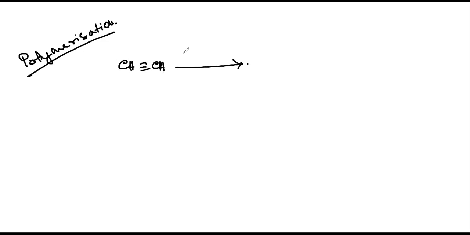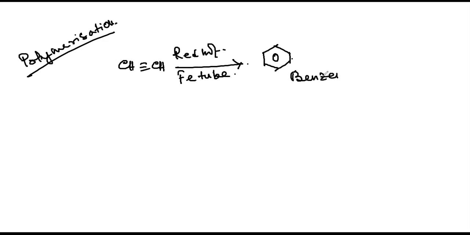Next, we will see the polymerization. There is a special reaction where CH triple bond CH is passed through a red hot Fe tube. This will produce benzene. How to produce benzene here? You can see it is a polymerization reaction. 3 acetylene molecules are required.